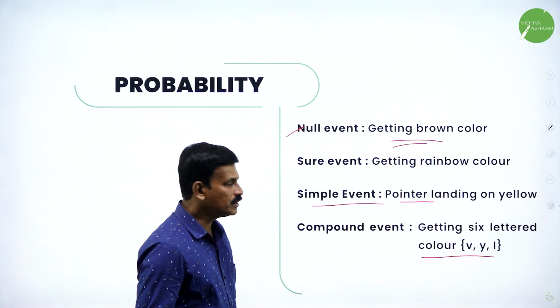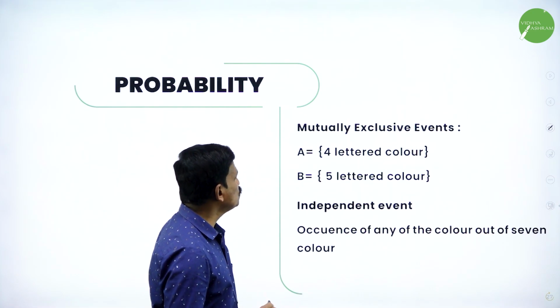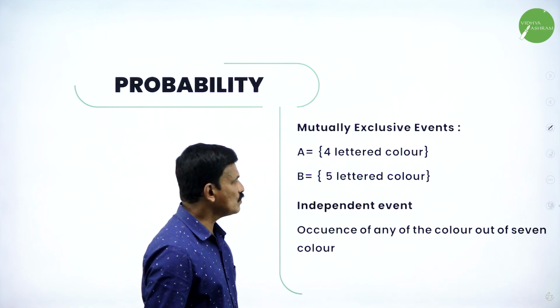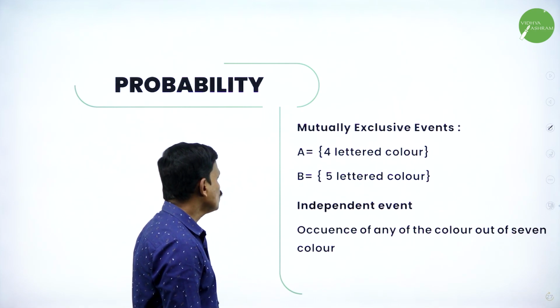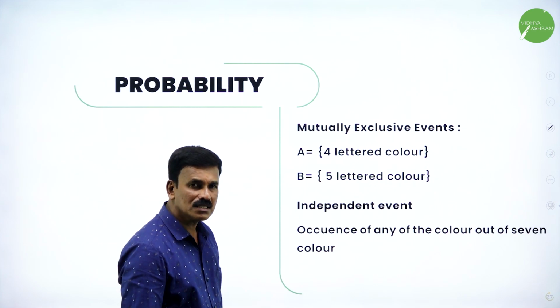That is a compound event. Now, we want a mutually exclusive event. So, what is a mutually exclusive event? Event A means a 4-letter color.